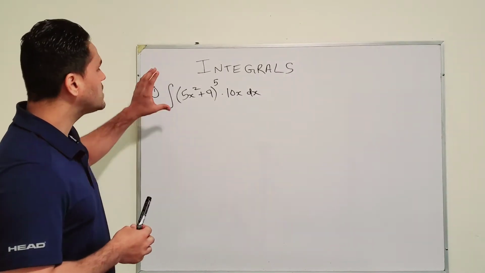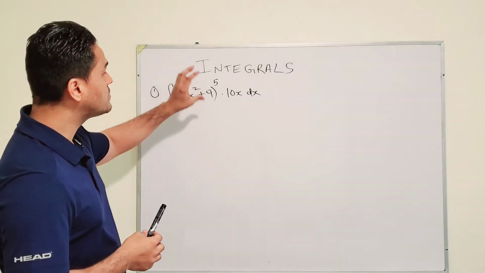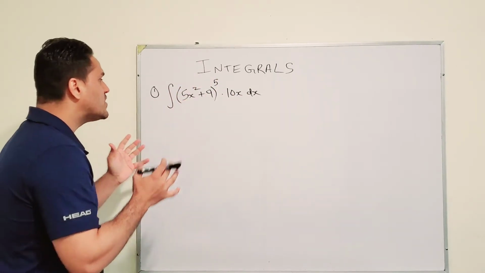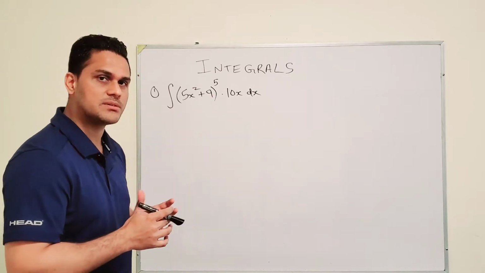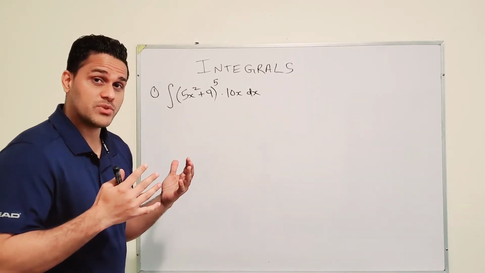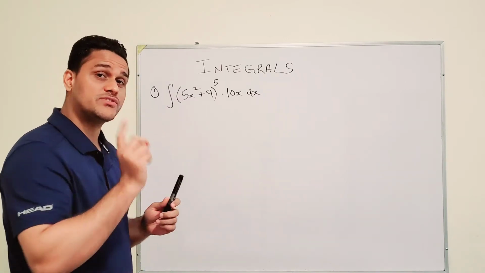We're trying to take the integral of (5x² + 9)^5 times 10x. Now looking at this, we realize we have two terms that are multiplying with each other. So right off the bat, it looks like a complicated question. But it's actually quite simple.